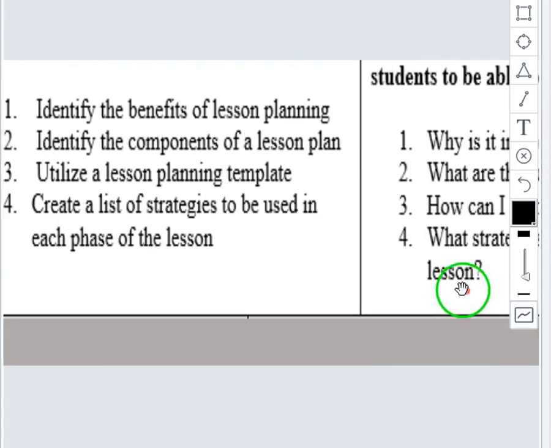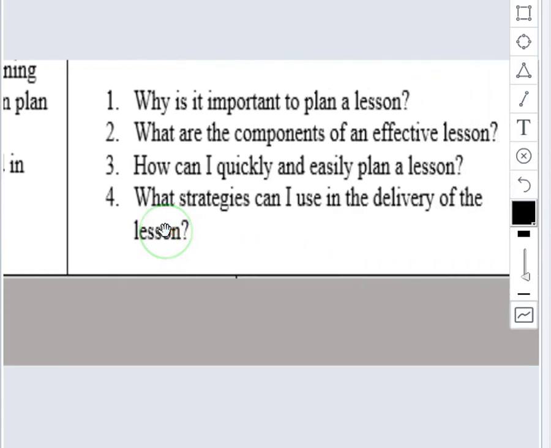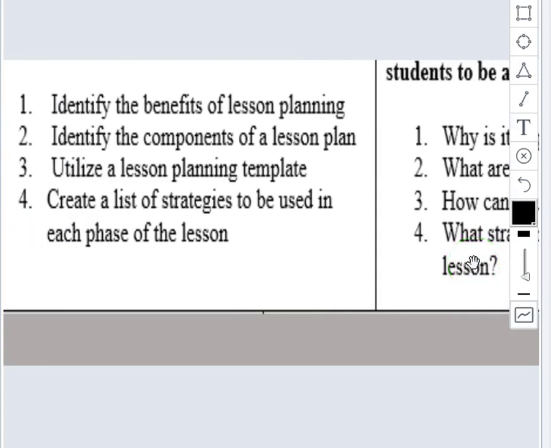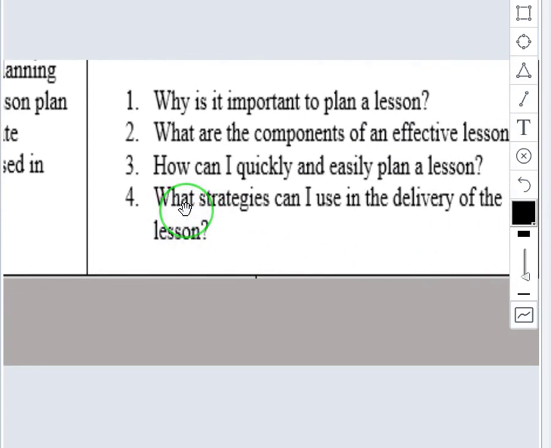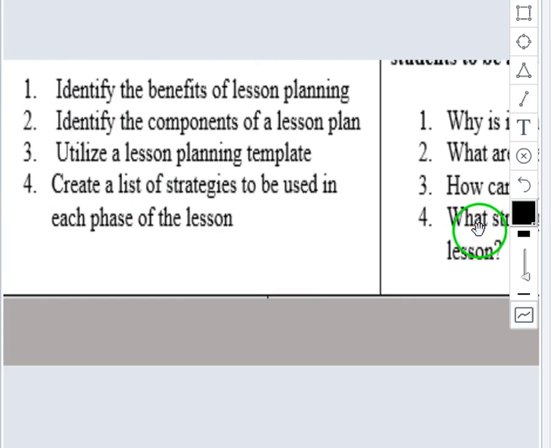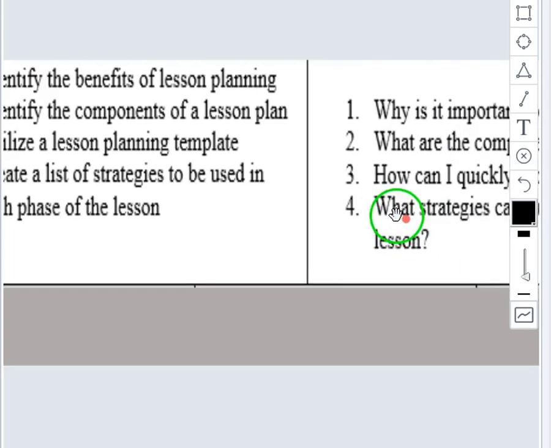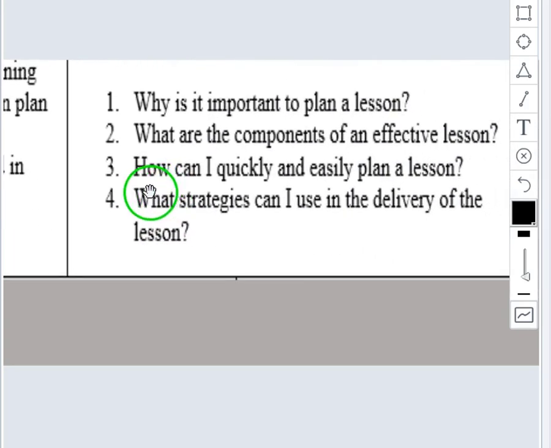Identify the components of a lesson plan. What are the components of an effective lesson? Utilize a lesson planning template. How can I quickly and easily plan a lesson? And create a list of strategies to be used in each phase of the lesson. What strategies can I use in the delivery of the lesson? You can see here how all I've done is taken each one of the objectives and rephrased it as a question that's very easy to understand.